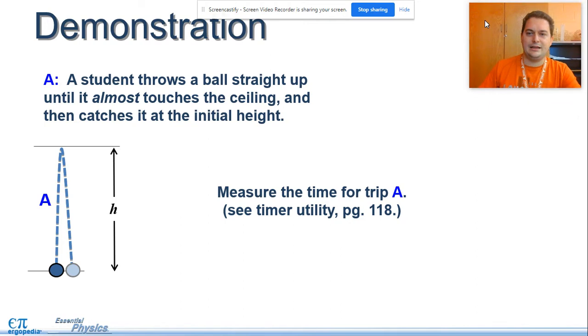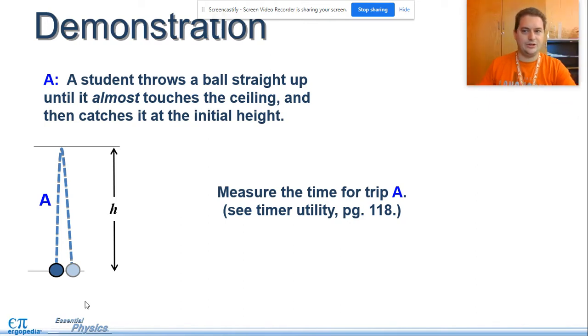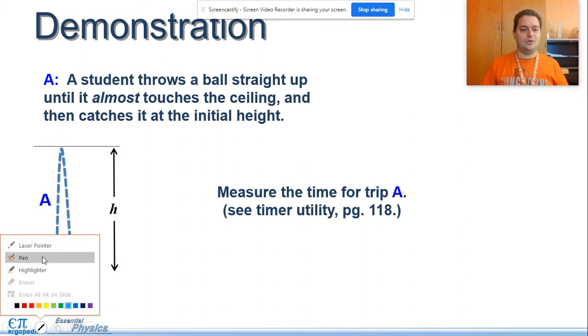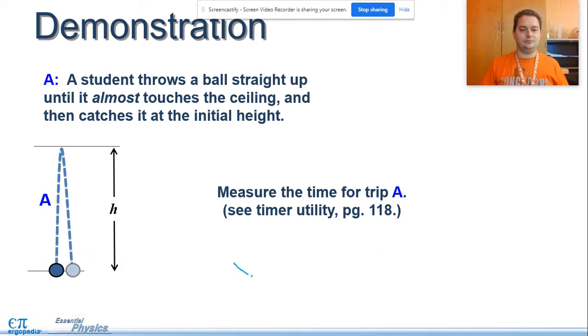So in class, we like to do a demonstration. And this demonstration is pretty simple. It's pretty straightforward. It is throwing a ball straight up in the air and throwing a ball across the room at the same height. Both things are at the same height. They almost touch the ceiling. And we measure the time that it takes to do that.